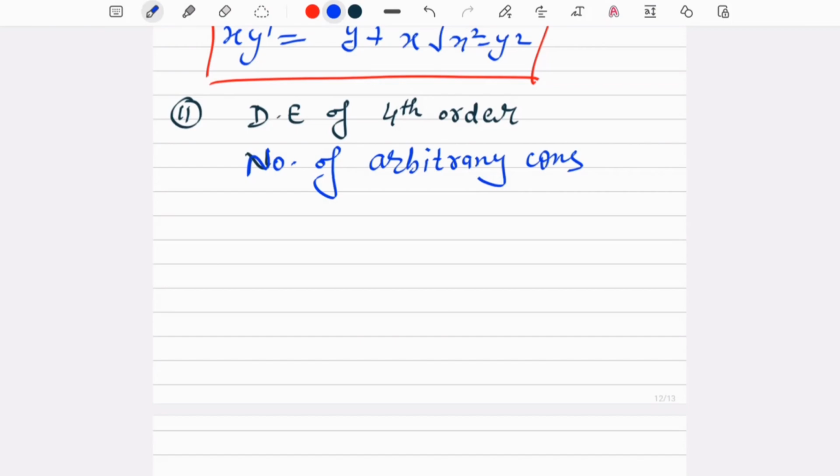That will determine the arbitrary constant in the general solution. So the number of arbitrary constants in the general solution is equal to the degree of the differential equation, or sorry, the order of the differential equation. The number of arbitrary constants is equal to the order of the differential equation.